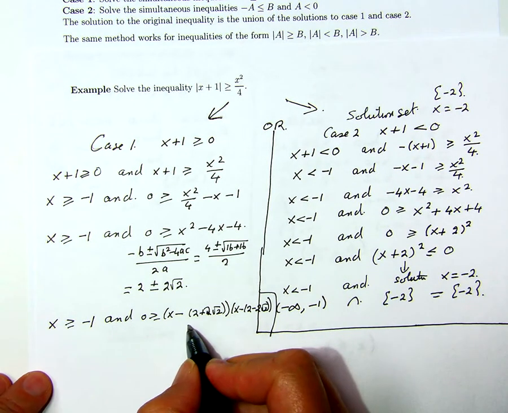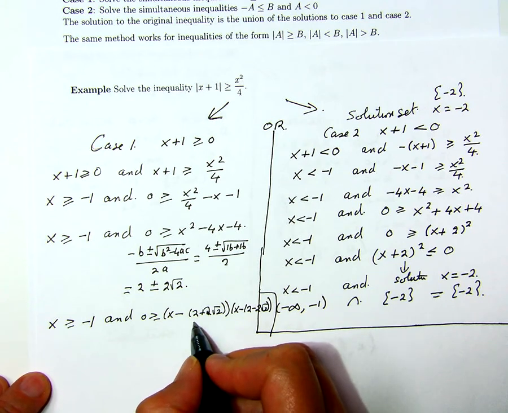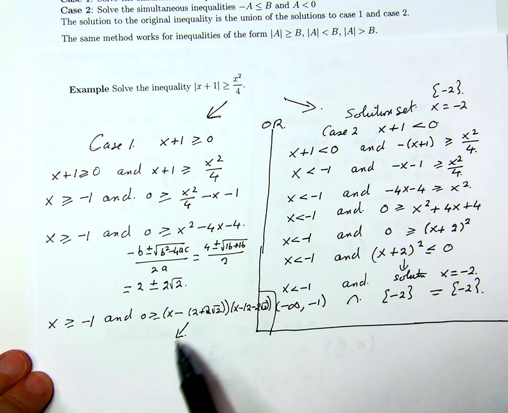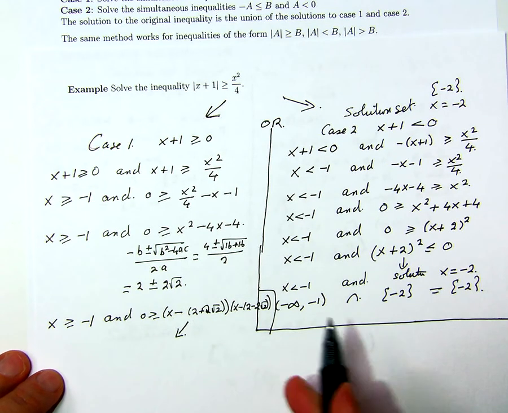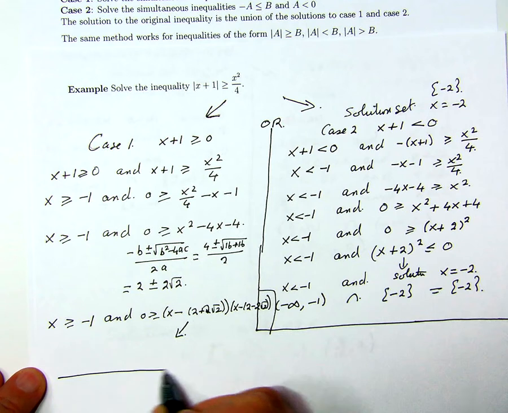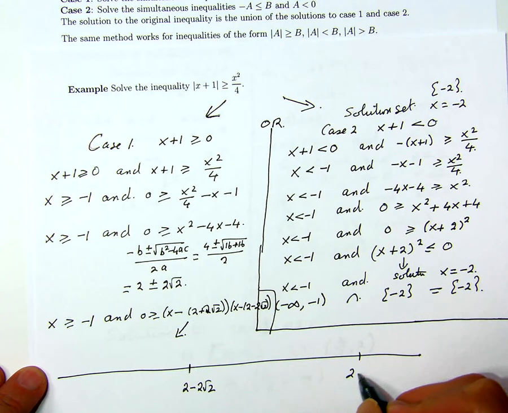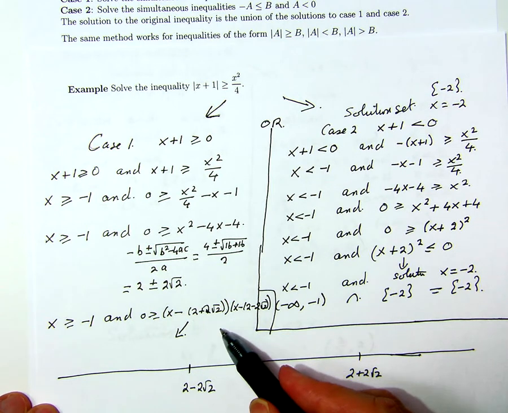In order to figure out where this thing is less than or equal to 0, I have to analyze the factors. First I find where they're equal to 0, and this is easy. They're equal to 0 at 2 plus 2 times the square root of 2 and 2 minus 2 times the square root of 2. So I draw my number line, and I put in the points where the factors are equal to 0.